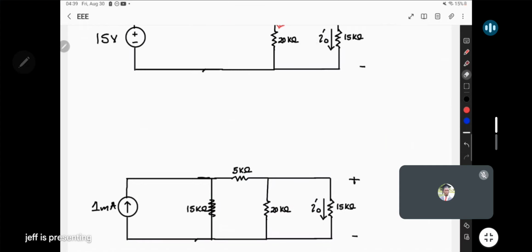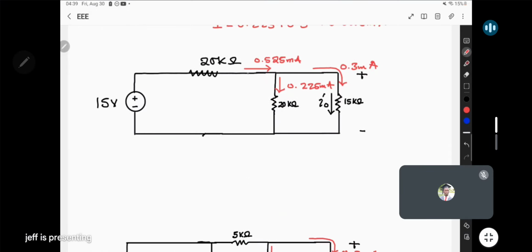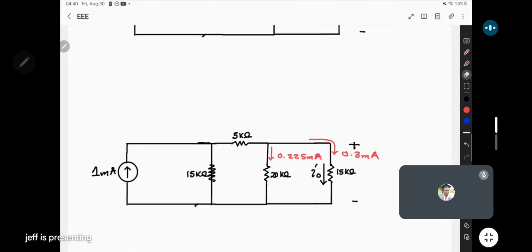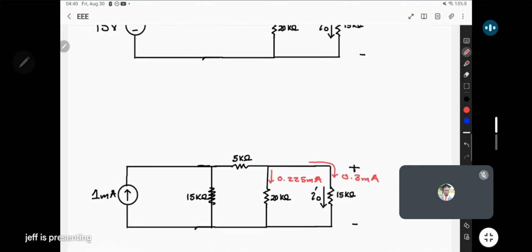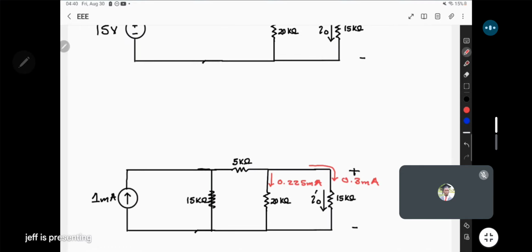So let's see what we already know. The current going this side, I0, is 0.3 milliamps. The current going towards this 20 kilo ohms is 0.225. Excuse me. Then from this observation, we saw that the current passing here going this side was 0.525, meaning the current that was actually coming, did I skip one?